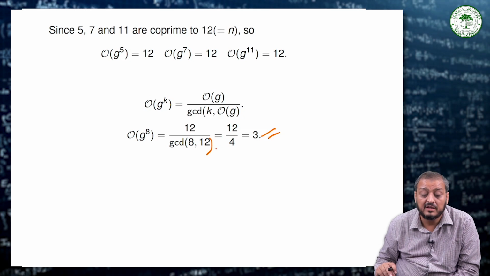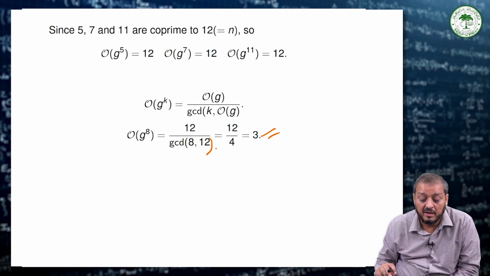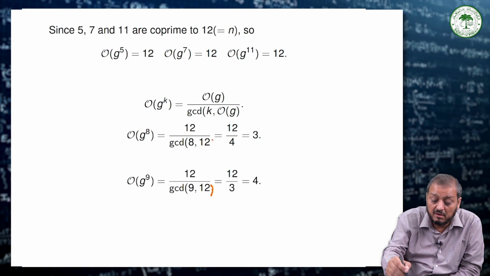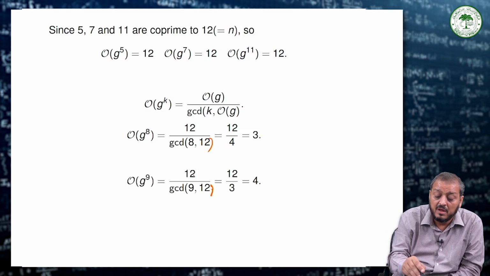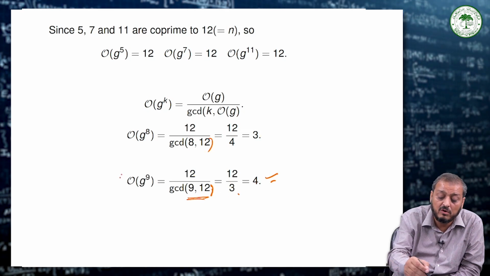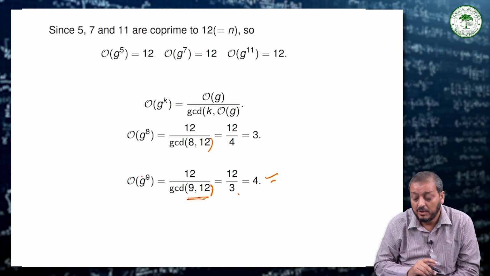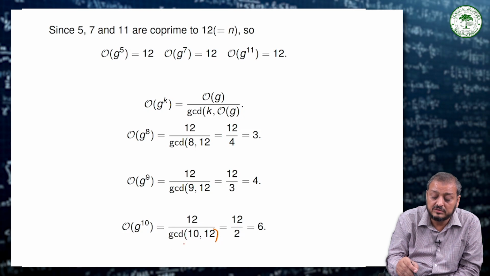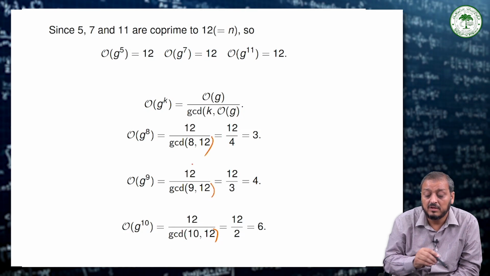Now we have to find the order of G to the power 9, which is 12 divided by the GCD of 9 and 12. The GCD of 9 and 12 is equal to 3, so the order of G to the power 9 is equal to 4. Then again we take the GCD of 10 and 12 in the same form.